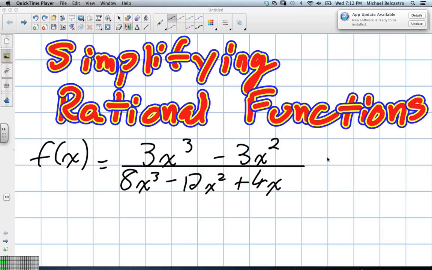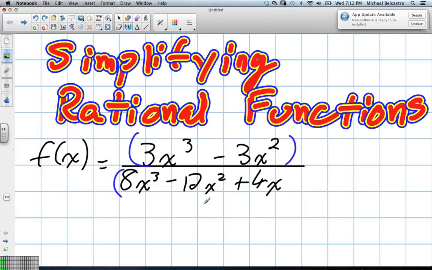Okay, so we're going to go over simplifying rational functions. Rational functions are when we have essentially two functions divided by each other. You'll get into how to graph these rational functions later, but the first thing we're going to do is simplify them, because simplifying them will help us later on with graphing. And we also have to be able to state restrictions.